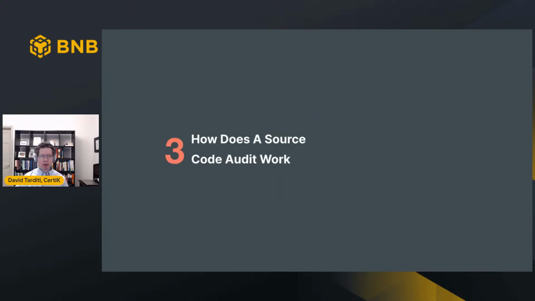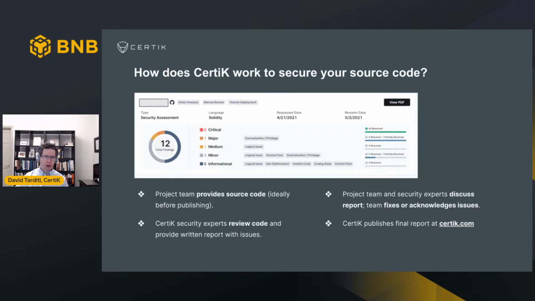So first, I want to back up a little bit. Some of you may not be familiar with how a source code audit works. So I'll talk here about how CertiK works to secure your source code. Here is an example of something that you would see on our leaderboard. If you click down here, it shows, for a project, the kinds of vulnerabilities, the kinds of issues that have been found for this particular project.